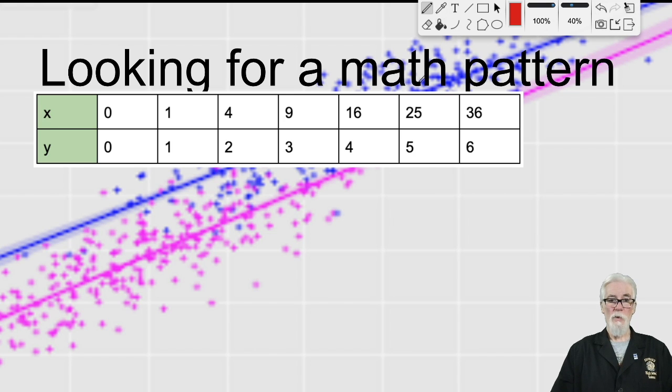You may notice that each of the y values is the square root of the x value. The square root of 0 is 0. The square root of 1 is 1. The square root of 4 is 2. The square root of 9 is 3, and so on.